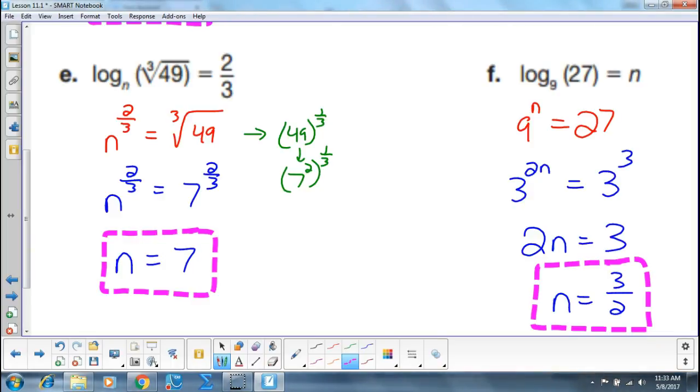Because power to a power, what do we do? Multiply them, right? So 2 times 1/3 is 2/3. So do you agree with the blue line then? I just rewrote the right side. Now, because I'm in an equation and I got equal exponents, that means I have to have equal bases. Likewise, if I have equal bases, I have to have equal exponents because of the equation. So n equals 7.